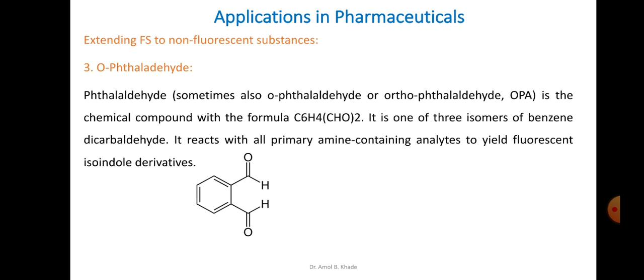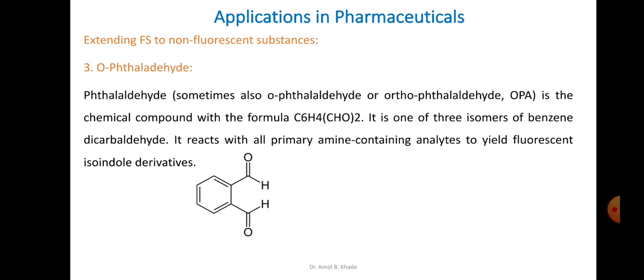The third is the orthophthalaldehyde. So this is another popularly used reagent which is also referred to as phthalaldehyde or orthophthalaldehyde, or it is abbreviated as OPA. So this OPA is a chemical compound with the formula C6H4(CHO)2, and you can see here the benzene ring and the CHO, the aldehyde group, is there. So this is one of the 3 isomers of benzene dicarbaldehyde.